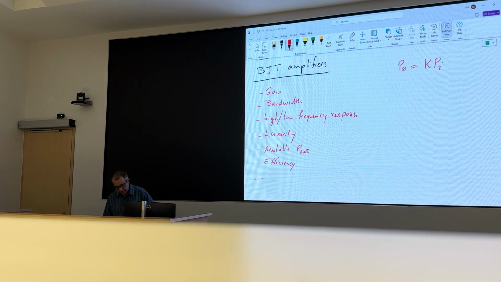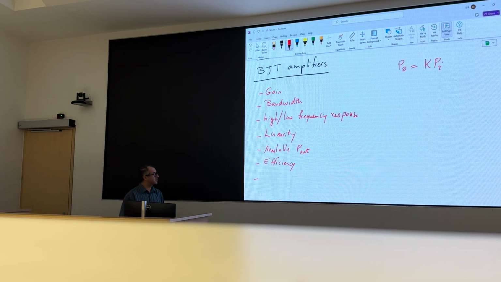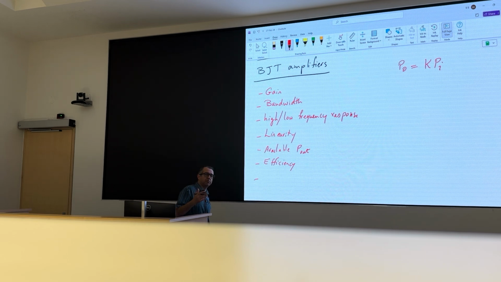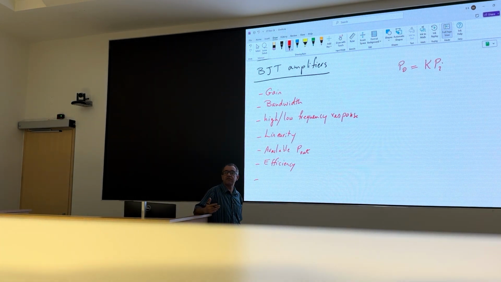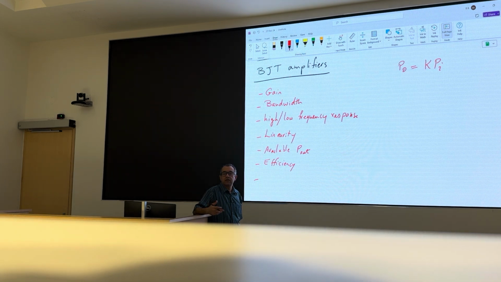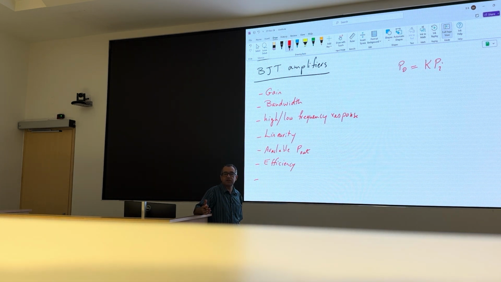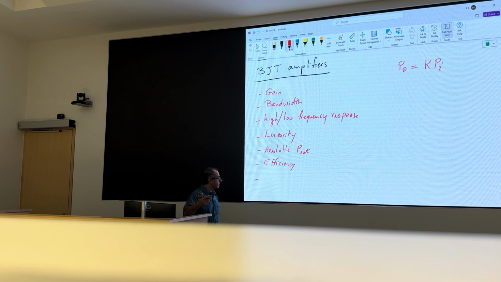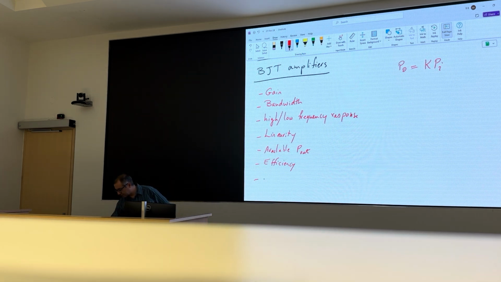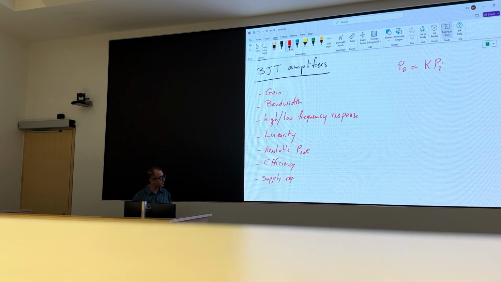Supply requirements. So if your power supply is only 1.5 volts, right away most of the MOSFETs are ruled out, the discrete MOSFETs, because their threshold voltages are larger than that. So the topology you use is going to depend on supply requirement or availability, things like that, right?